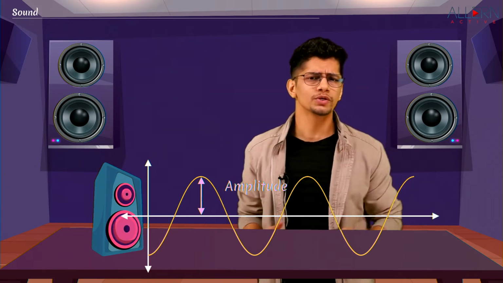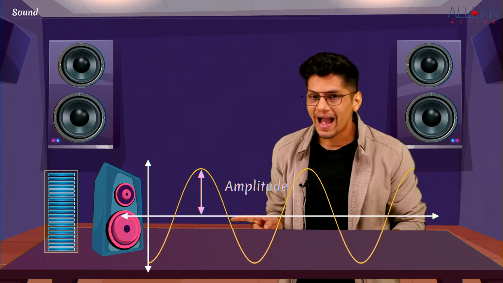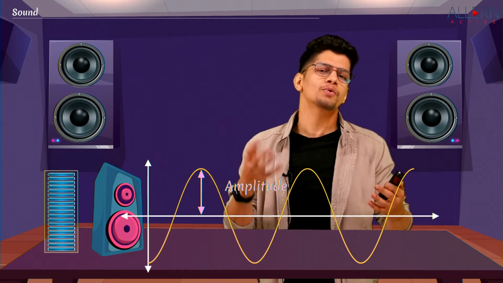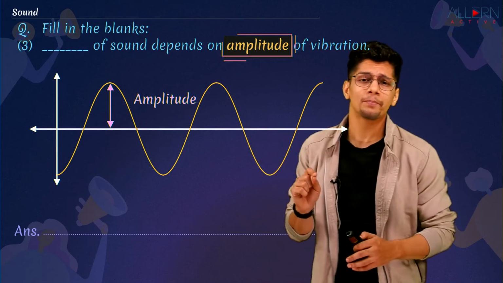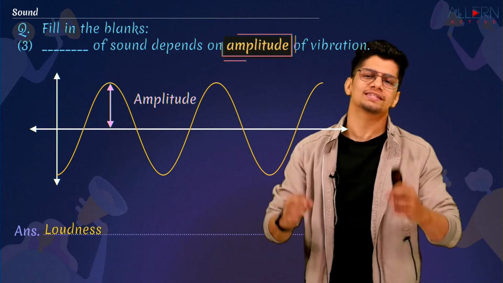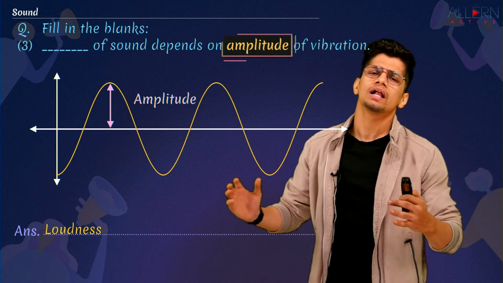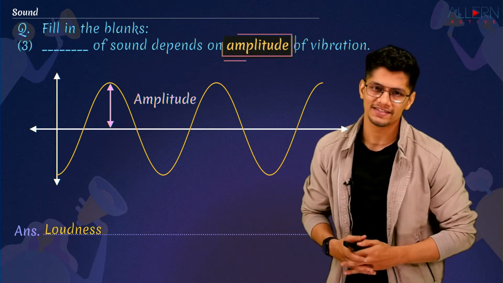Now, what we are going to do is, we are going to increase the amplitude. So as you increase the amplitude, you saw that the loudness of the sound also increased. So, dash of sound depends on the amplitude of vibration. Loudness of sound depends on the amplitude of vibration. When you increase the amplitude, loudness also increases. When you decrease the amplitude, loudness also decreases.